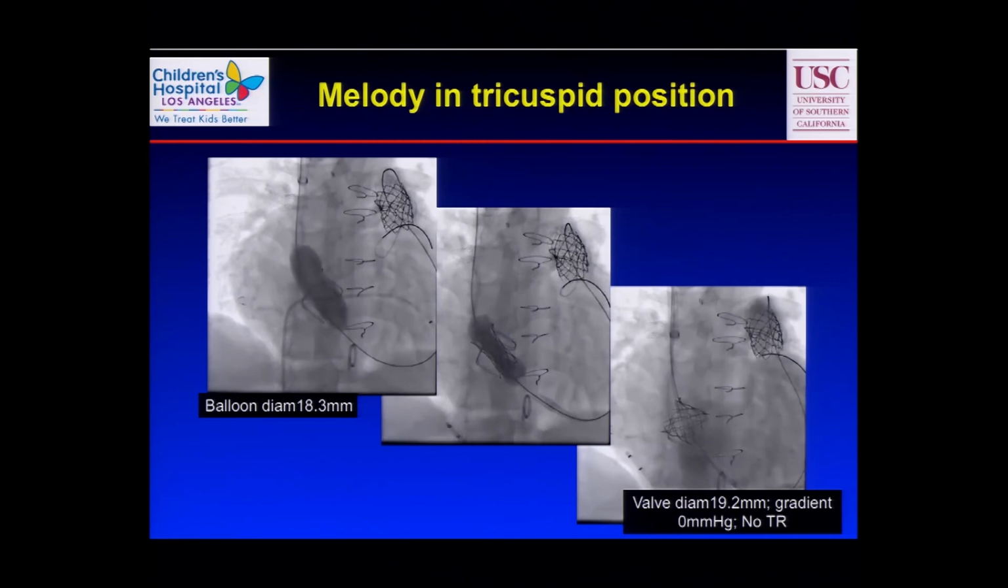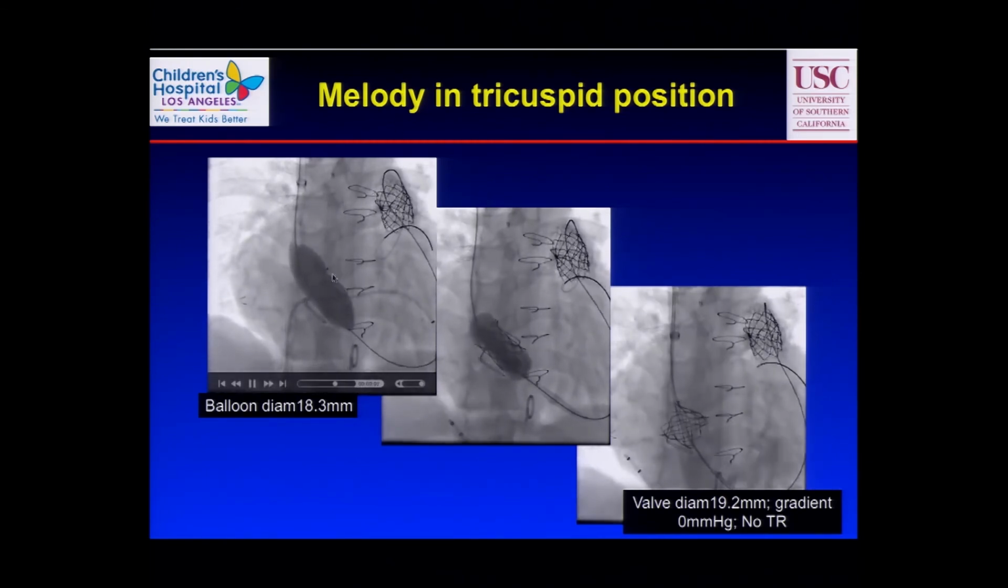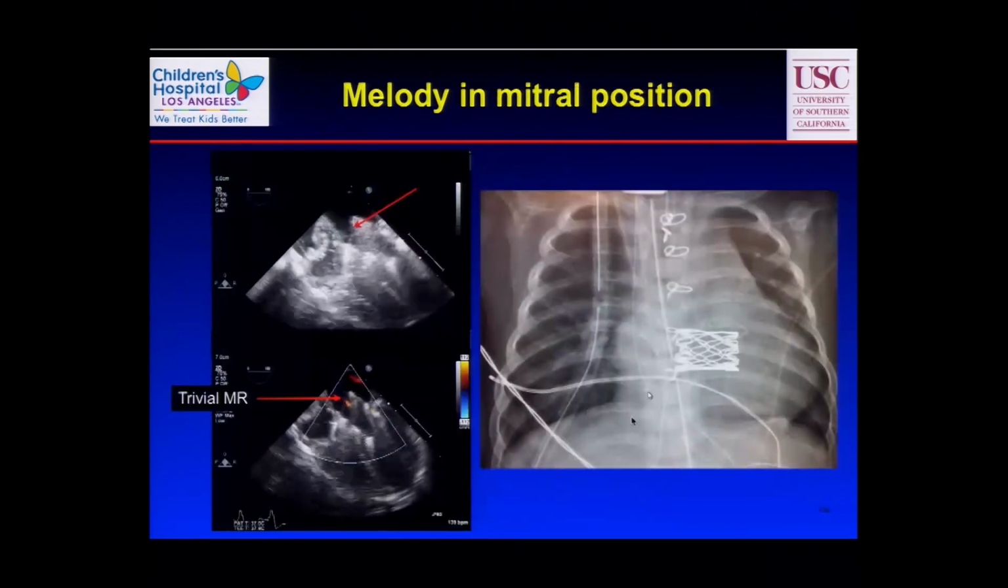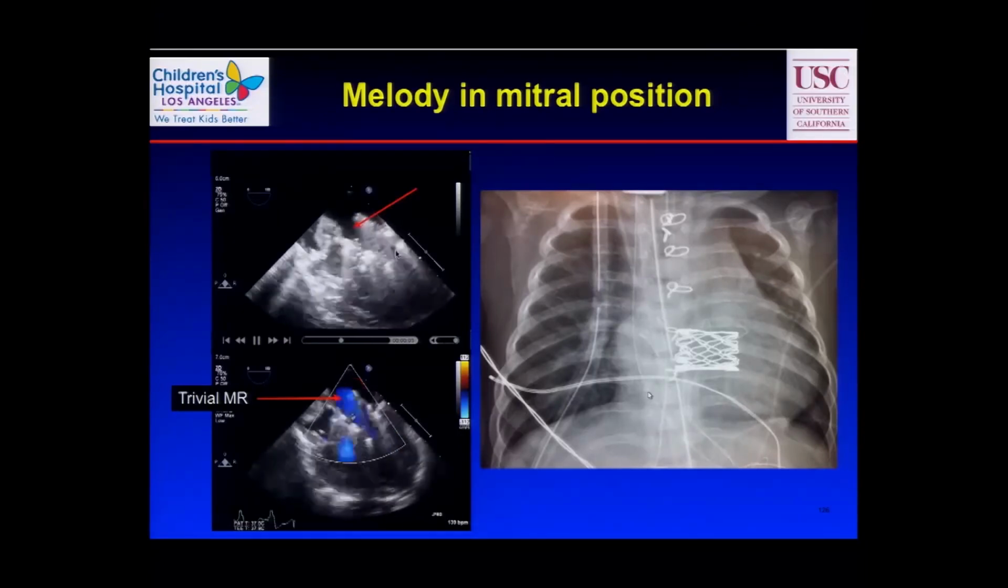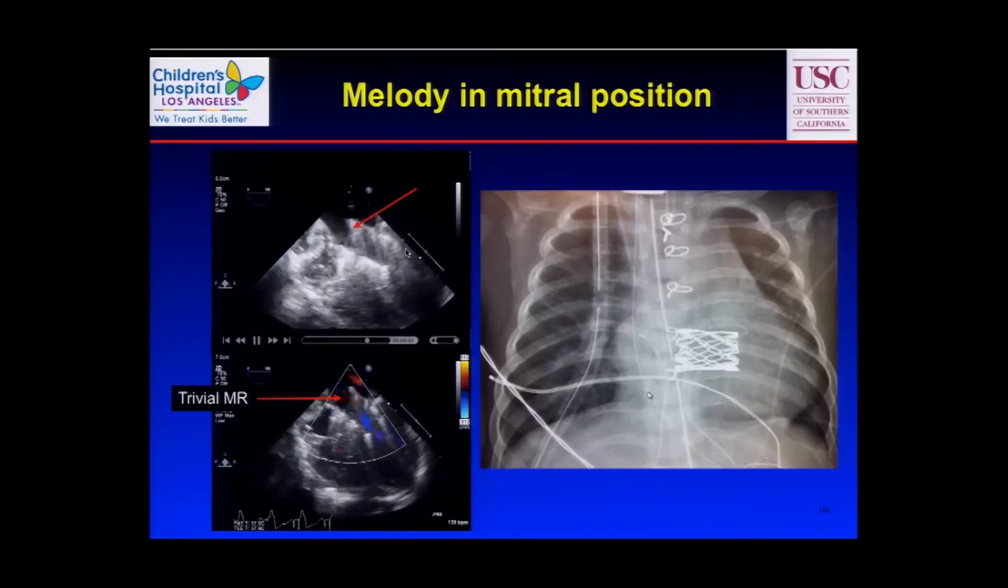So here's an example of the tricuspid valve. You see the Melody valve in the pulmonary position. Here's the Melody valve in the tricuspid position. And using some hybrid techniques, you can even put the Melody valve in the mitral position. I think I actually presented this at the meeting a few months ago here. So you see that using hybrid technique, we've been able to put the Melody valve in the mitral position for some of the kids with severe mitral regurgitation.